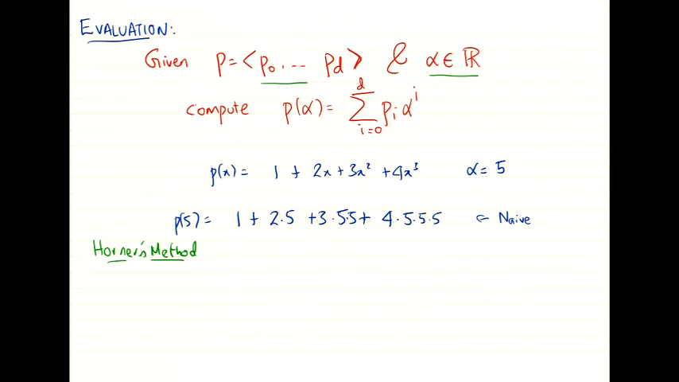Which is, you write P of alpha, let me write it in this case, as 1 plus alpha times (2 plus alpha times (3 plus alpha times 4)). Or in general, if you want to compute P of x, it is p0 plus alpha times (p1 plus alpha times p2 ...).